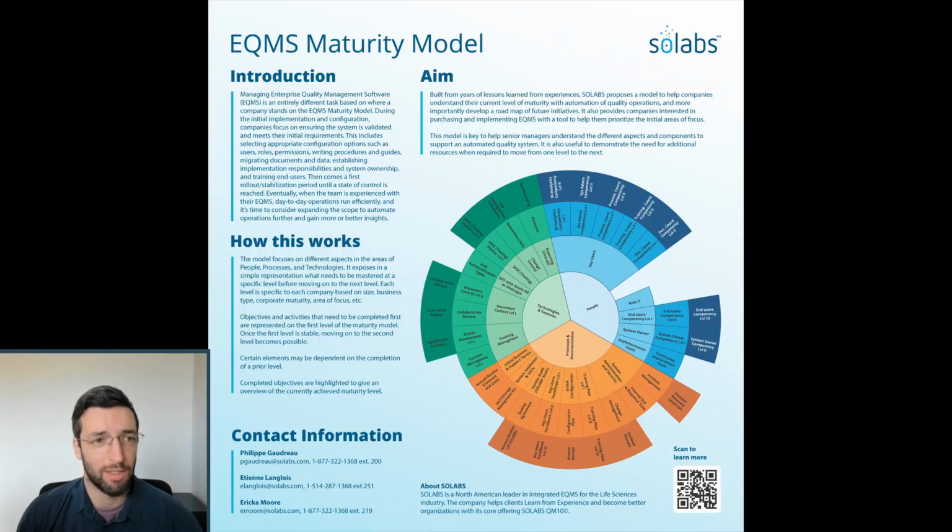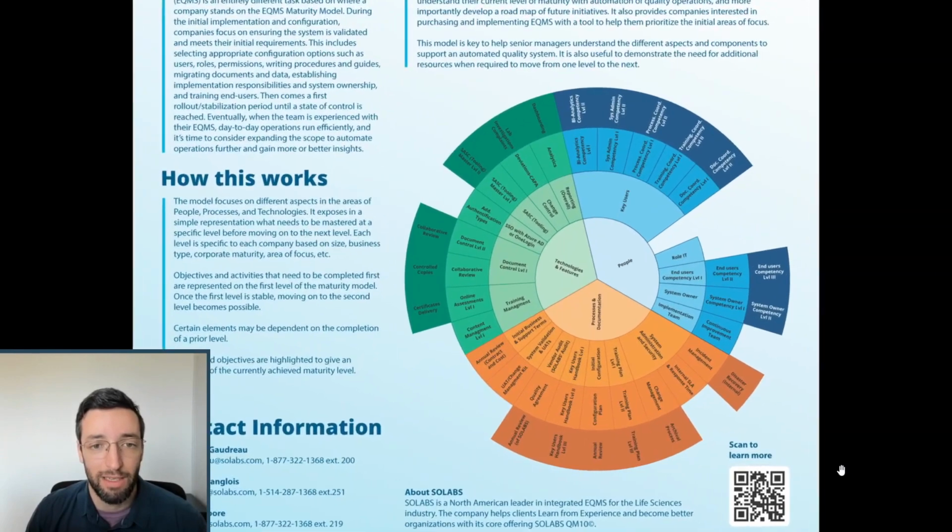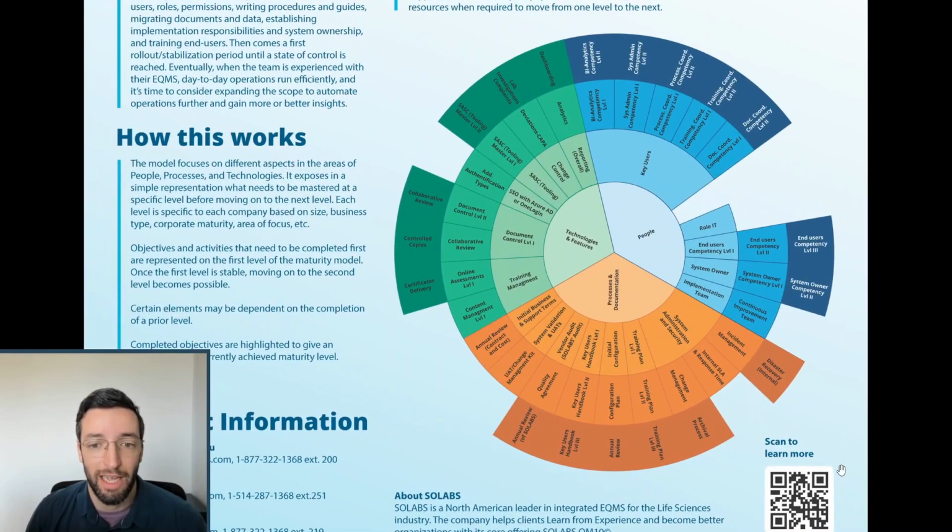This is SOLABS EQMS Maturity Model poster. It was presented at the 2024 SQA annual meeting. The goal of this tool is to scope out the continuous improvement initiatives of a company regarding their quality system. They are going to be building a wheel that represents the desired state and which steps need to be taken in order to reach that desired state.